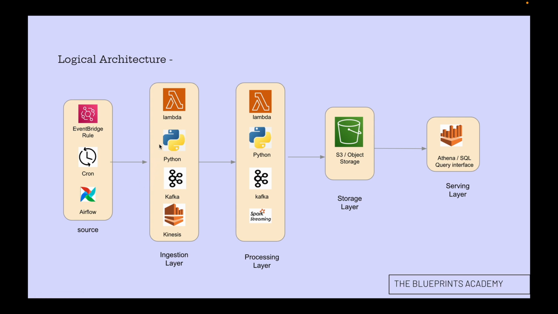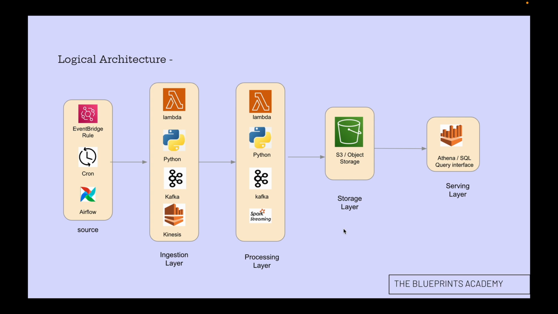Now, the ingestion layer could be anything, right? You could have Lambda doing your stuff. You can have just Python running somewhere on EC2. You can have Kafka, you can have Kinesis, whatever. Then you can have transformation using Lambda, Python, Kafka Streams, Spark Streaming, and then you can store this data on S3 or on Microsoft or Google object storage, whichever cloud provider you use. Here we are focusing on AWS, so I'm not going to talk about other vendors at the moment. And then you're going to have Athena or a SQL query interface, whatever you wish to apply on S3 to query this data. I think this is all clear.